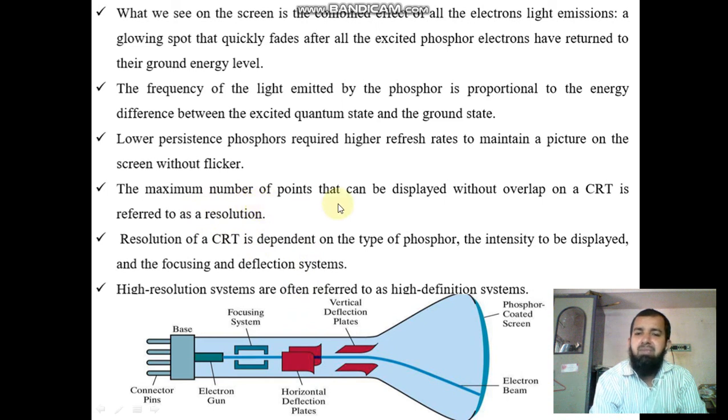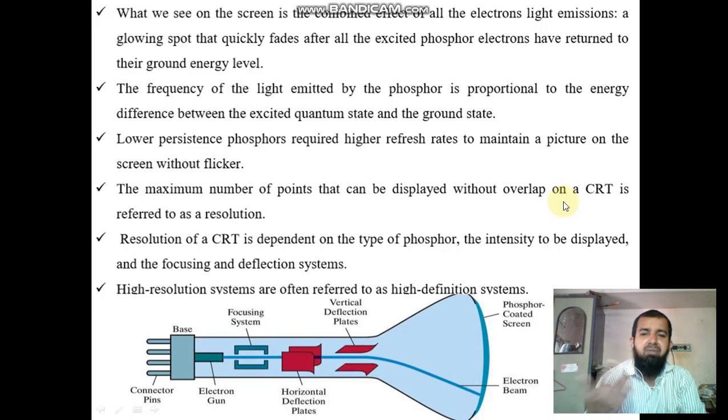The maximum number of points that can be displayed without overlap on a CRT is referred to as resolution. Resolution means the number of points. The resolution of a CRT depends on the type of phosphor.